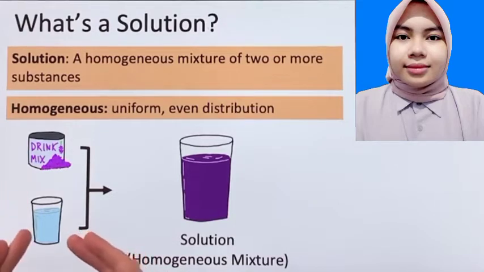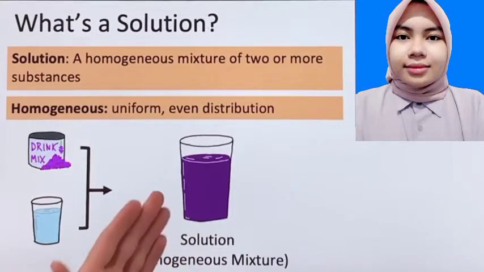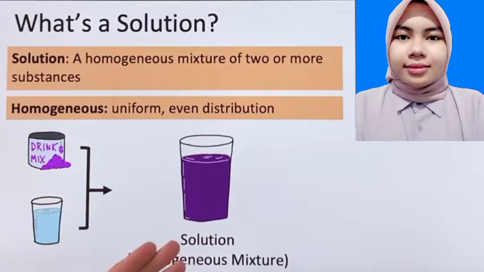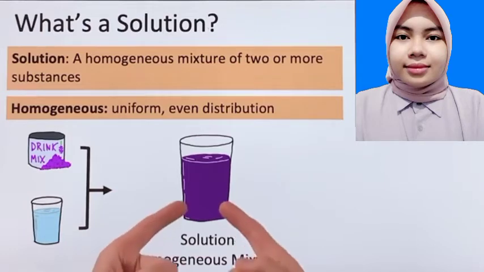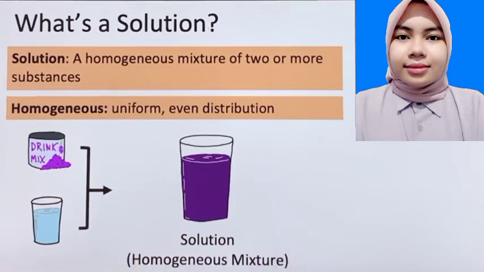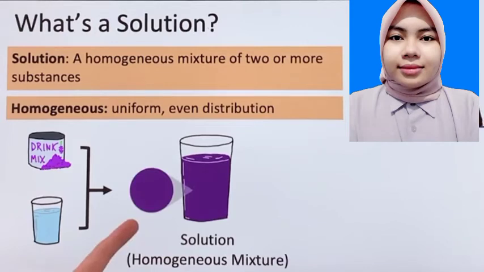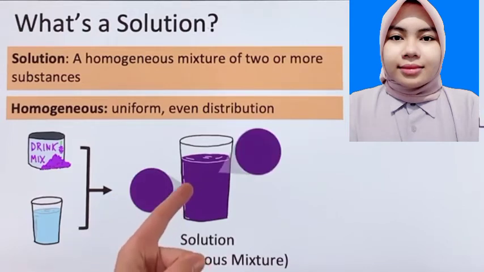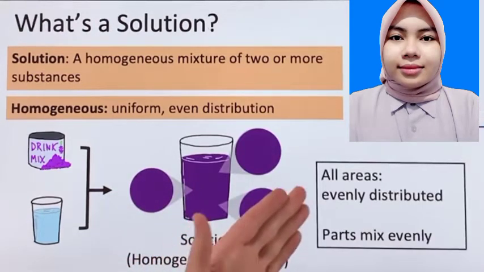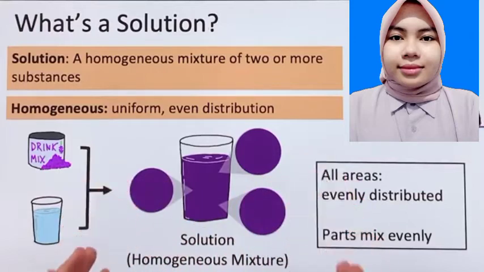Let's say we dissolve a little drink mix in water and we stir around. The parts mix together evenly and we get a homogeneous mixture, or a solution. Take a look at this uniform, even distribution. We can look at it here, or here, or here. In all areas, it's the same as anywhere else in the solution. Everything is evenly distributed. The parts mix evenly.